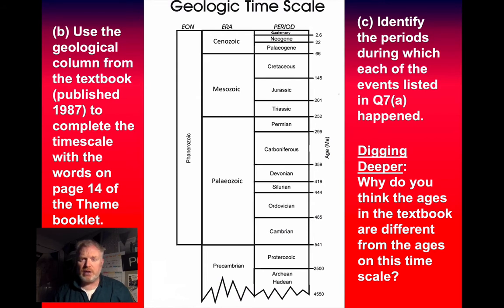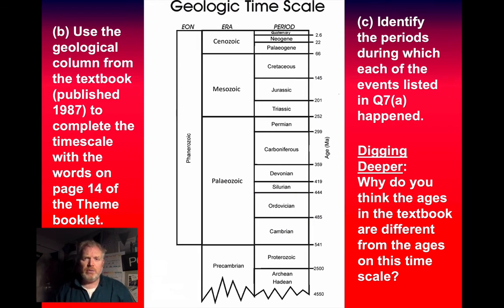The periods then, the Precambrian period then, the most recent one of those is the Proterozoic. In the Paleozoic, we go Cambrian, Ordovician, Silurian, Devonian, Carboniferous and Permian. The Mesozoic era is the Triassic, Jurassic and Cretaceous periods. The Cenozoic then, we have the Paleogene and the Neogene, and finally the Quaternary. So you should have now a complete timescale that looks like this.